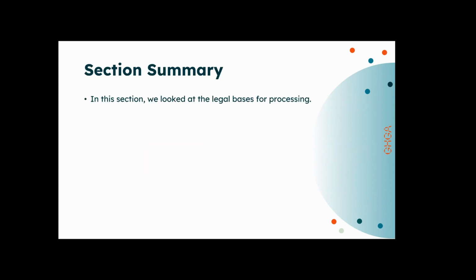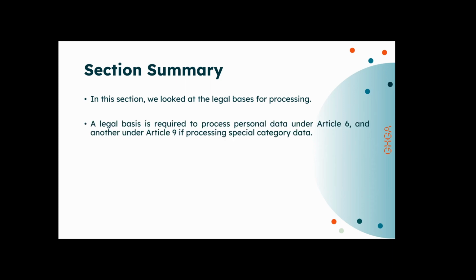Okay, so section summary for this one. We looked a bit at the legal basis for processing. So hopefully you've got an idea that you need one for Article 6 and Article 9 if you're processing, say, data about health or genomic data. And we looked at a couple of those which are likely to be most relevant in a research project.